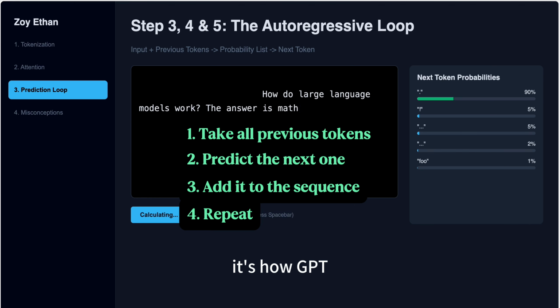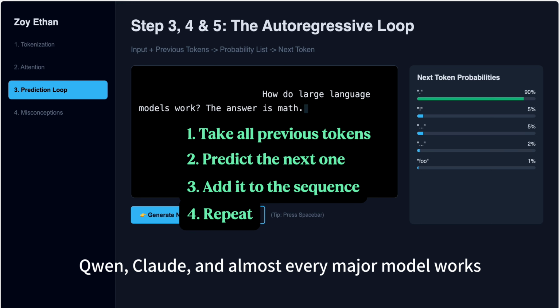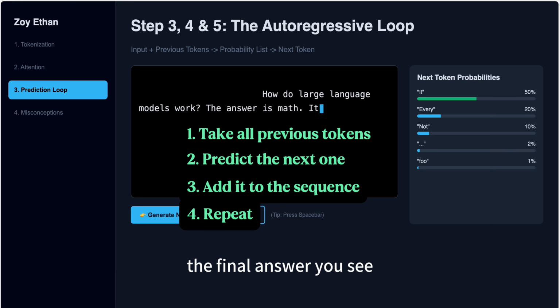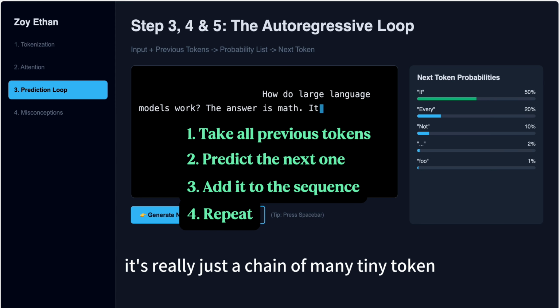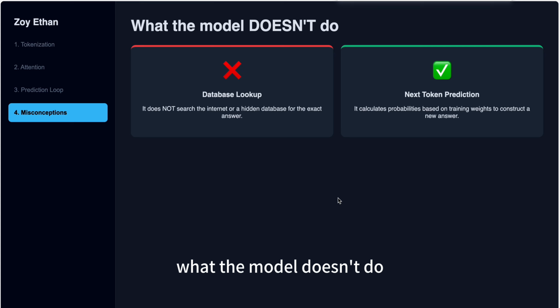It's how GPT, Qwen, Claude, and almost every major model works. The final answer you see, even if it's a whole paragraph, is really just a chain of many tiny token predictions.